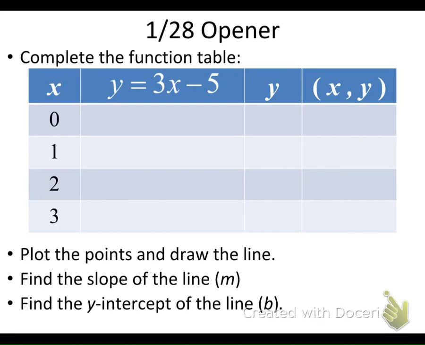So for the first one, I'm going to do the first one for us, and then I'll get some help from you guys. Y equals, you're going to bring that equation down, and instead of x, I'm going to plug in 0. Minus 5. 3 times 0 is 0. 0 minus 5 is negative 5. So then my ordered pair is 0, negative 5.